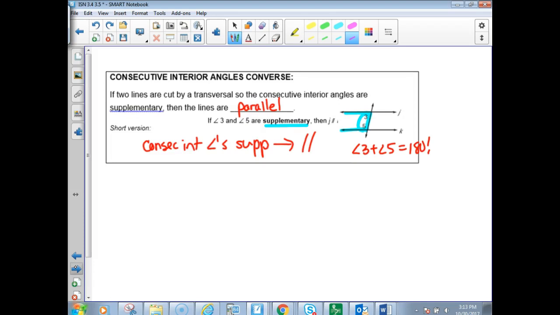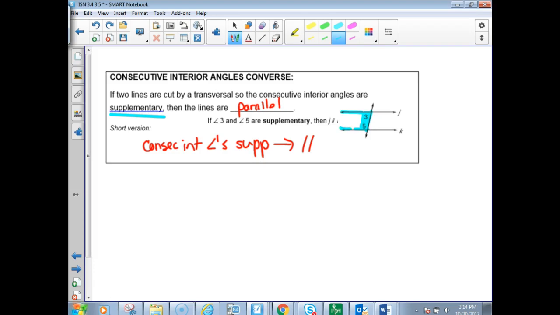All good. All right, and then consecutive interior angle converse. This one we struggle with most, so I'm going to write a couple things on here. Of course, what it says is if two lines are cut by a transversal such that the consecutive interior angles are supplementary, that's important, not congruent, then the lines are parallel. All right, so where are they? They are always on the same side of the transversal between the two lines.